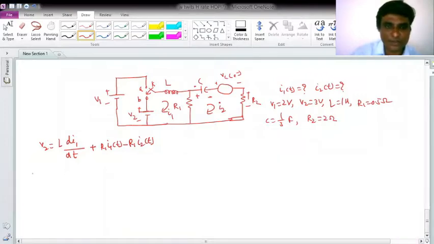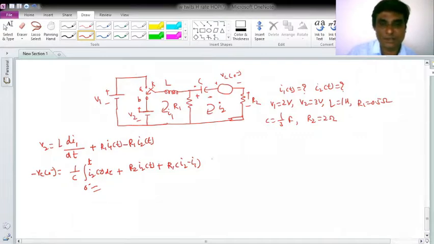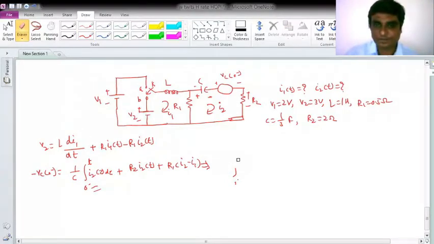And for the next equation, let us start from here. I'll directly write minus Vc(0 negative) will be equal to 1 over C integral from 0 negative to t of I2 tau d tau plus R2 I2 of t plus R1 times I2 of t minus I1. Okay. And I see that there is an integral term here, so I'll try to remove it.